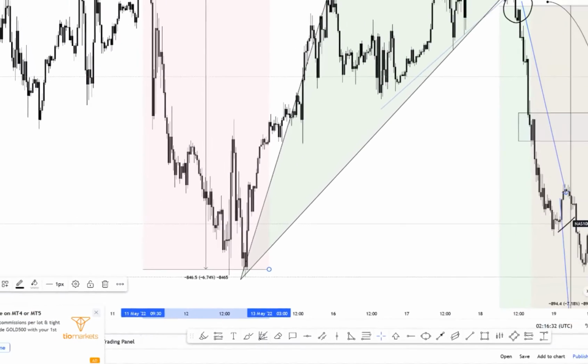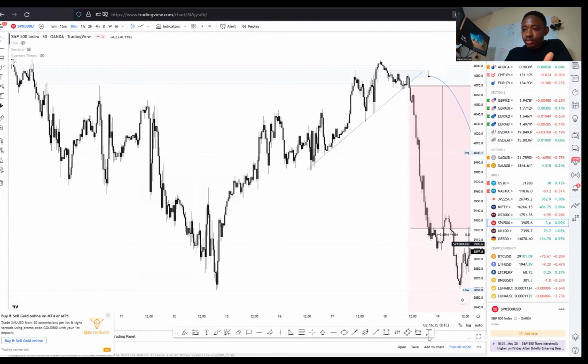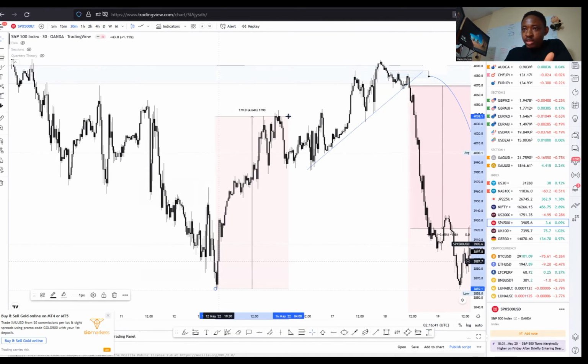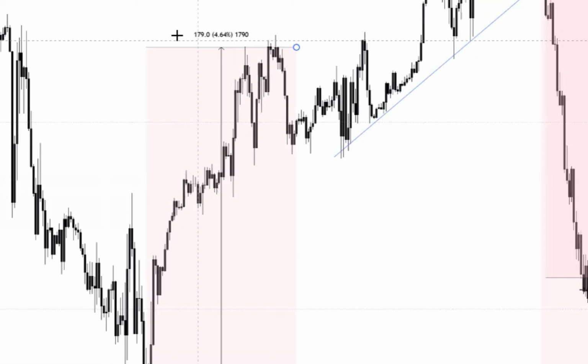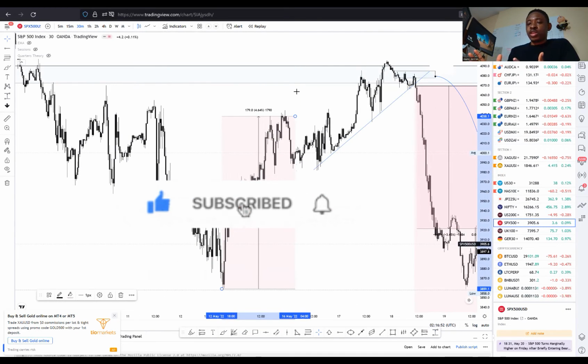And the same for the S&P 500. Let's measure from here to here. Here to here is 179 points, which translates to 1,790 pips. So that is, in simple terms, how you can calculate the points and how it relates to pips in Forex.